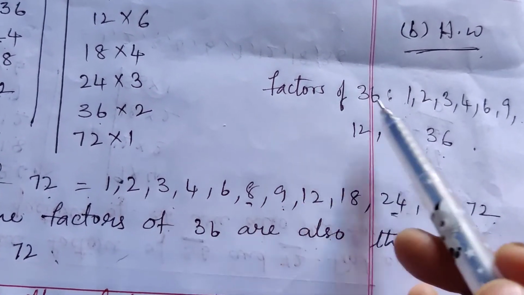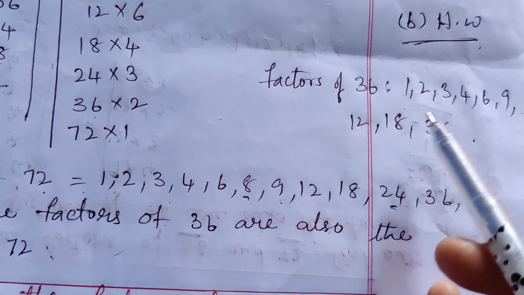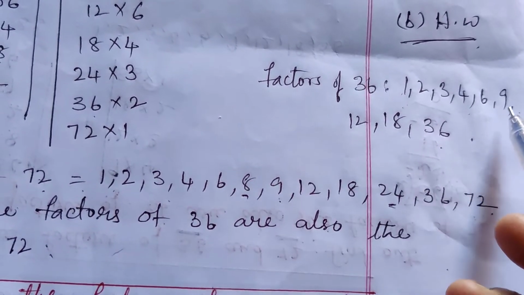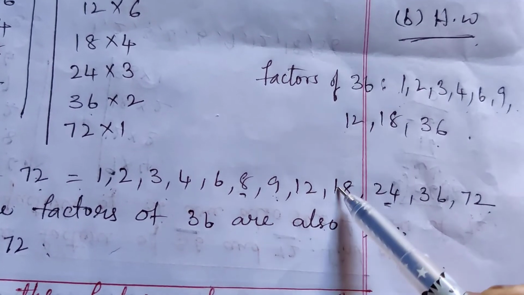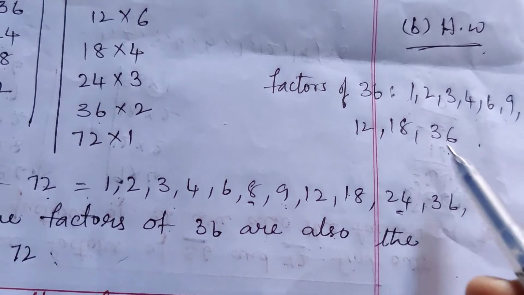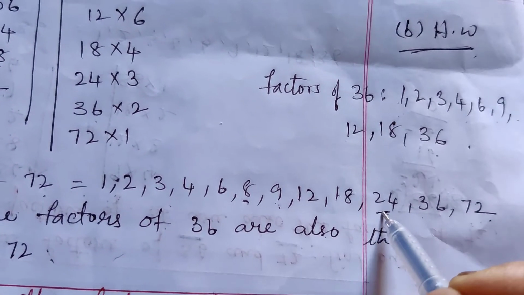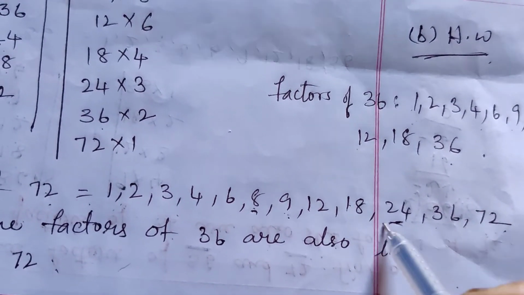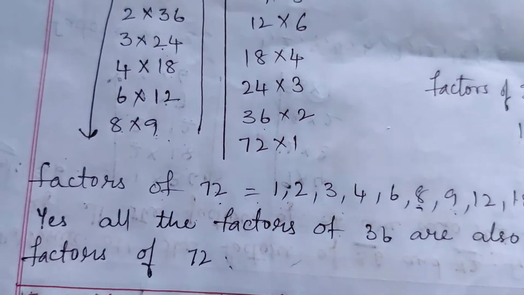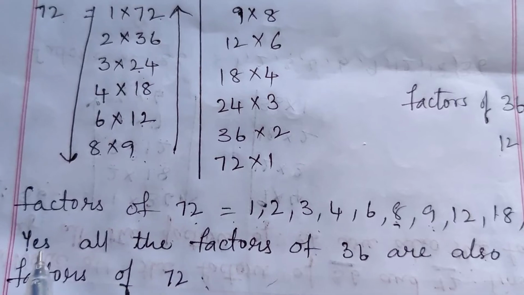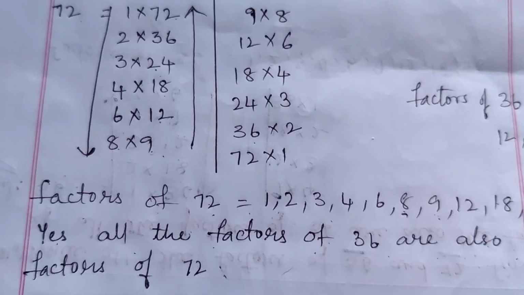1 is in both, 2 is also in both of the factors, 3 also, 4 also, 6 also, 9 is there in 72, 12 also, 18 and 36. So whatever is there in 72, some extra factors are there like 8 and 24. But whatever is there in 36 are being repeated in 72. So the final answer we have written is yes, all the factors of 36 are also the factors of 72.